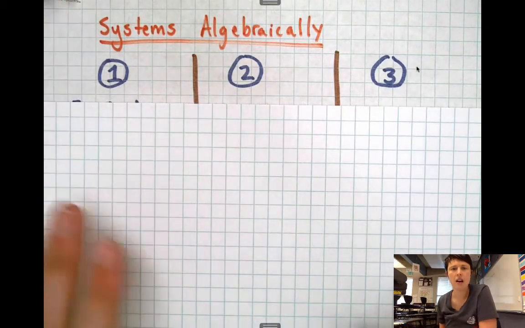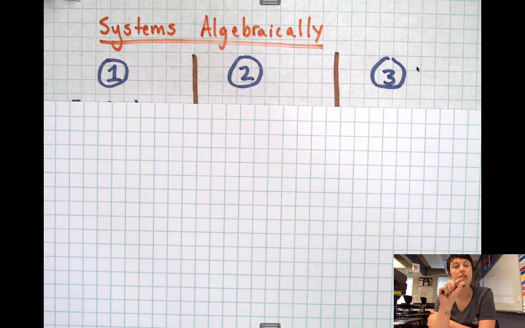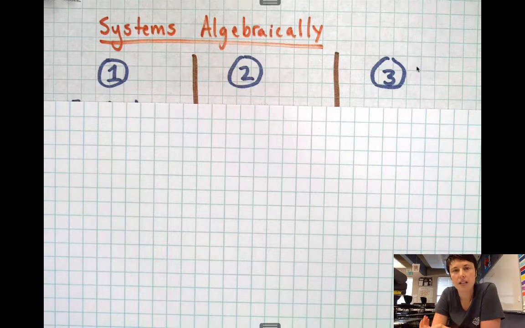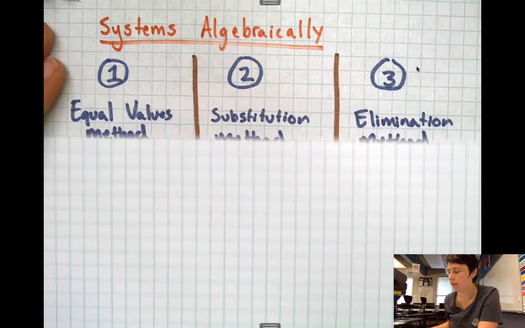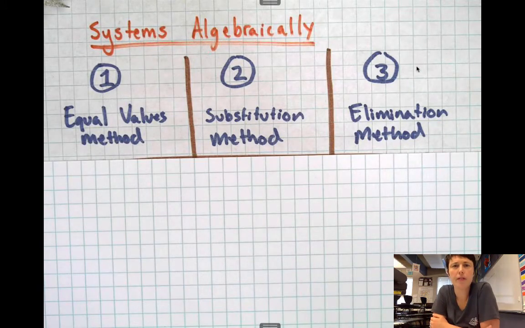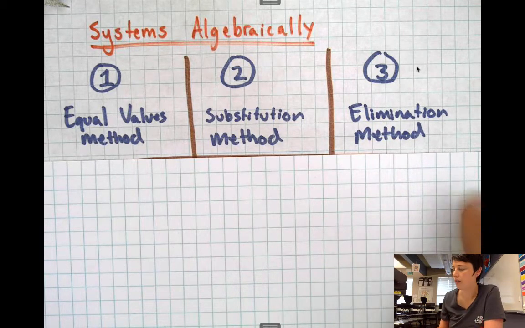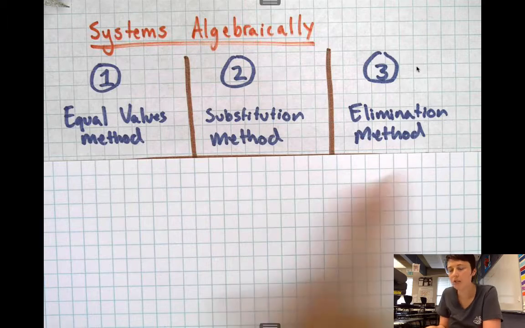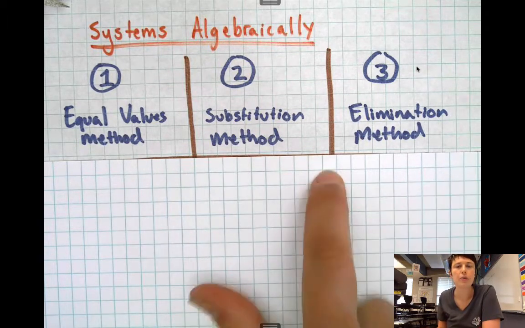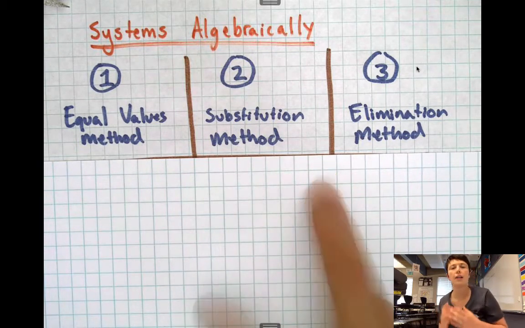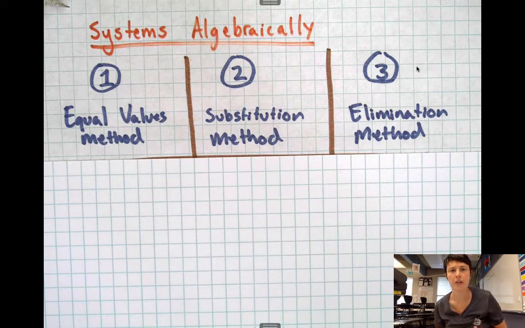So my plan is I'm just going to make a chart here and list 1, 2, and 3. These are the three methods we've been practicing in class a lot. The first one we learned very early on, it's called the equal values method. The second way is called the substitution method. And the third way is called the elimination method. These are the three different ways you can algebraically approach a systems problem and solve it. You can choose.